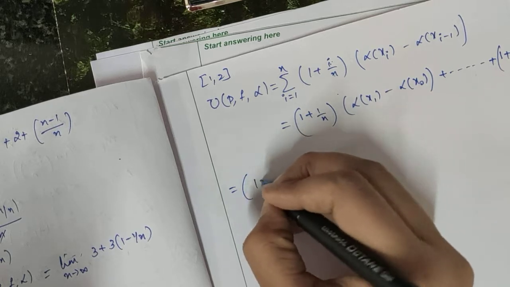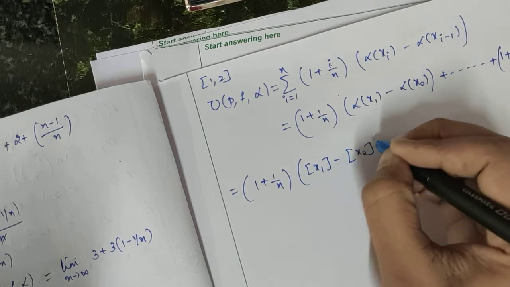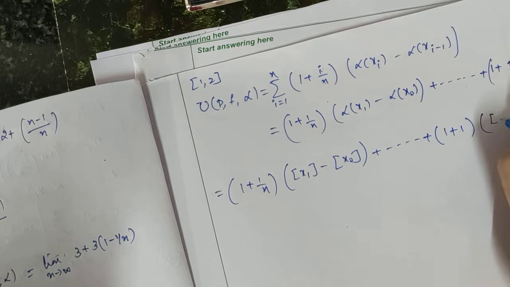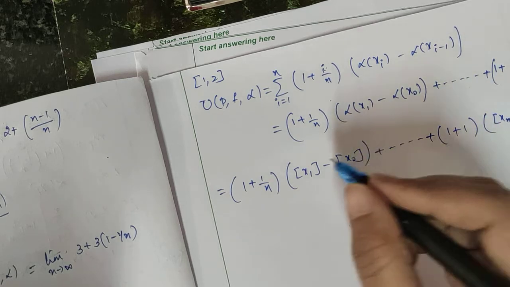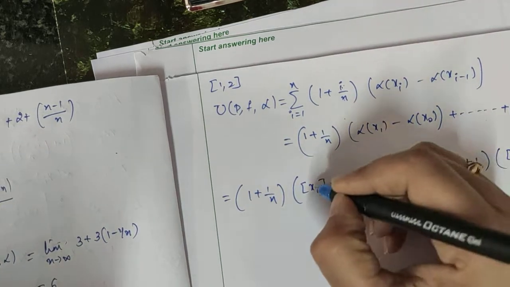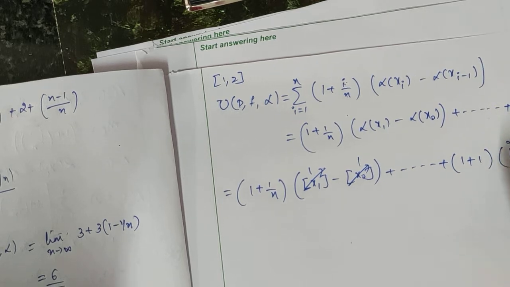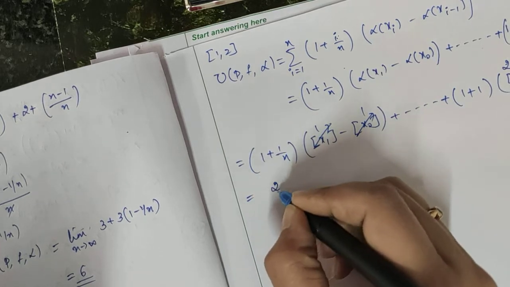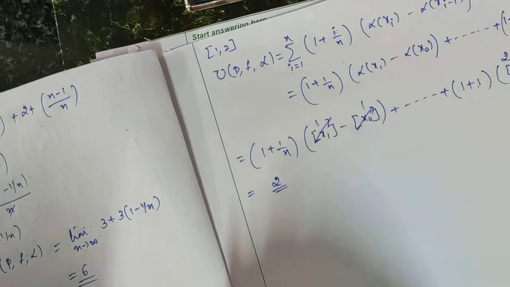Substitute the value of alpha x: it is x1 minus x0 plus so on up to 1 into xn minus xn minus 1. Again, till xn minus 1 the value will be 1, and xn will be 2. So this is 1, this is 1 and this is 1, this will be 2. 2 minus 1 is 1. All these terms will be 0. You will be getting 2. 1 plus 1 is 2, 2 minus 1 is 1, 1 into 2 is 2.